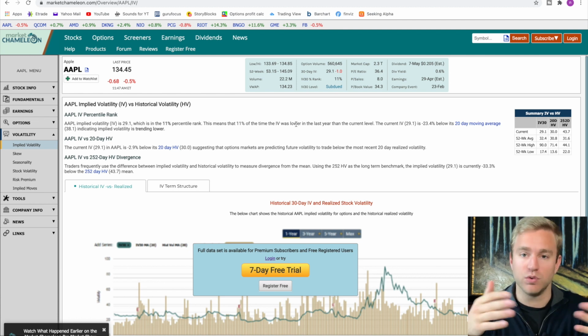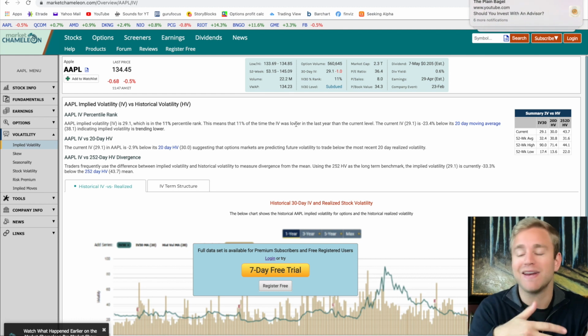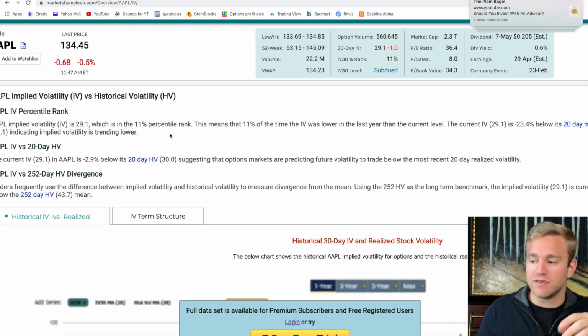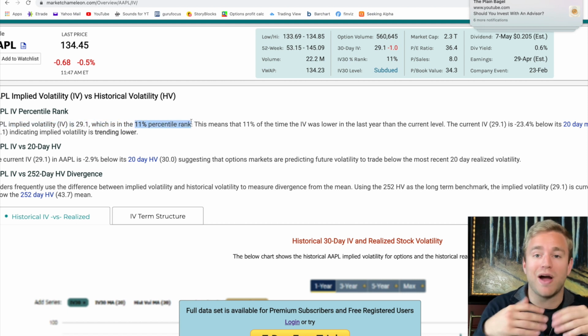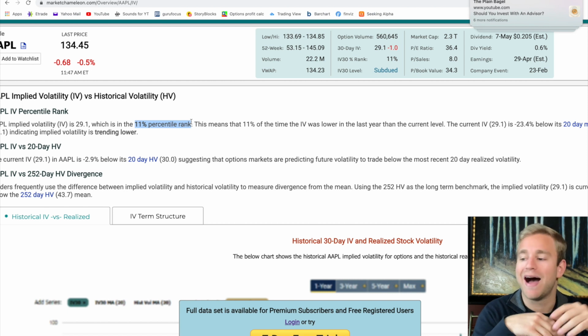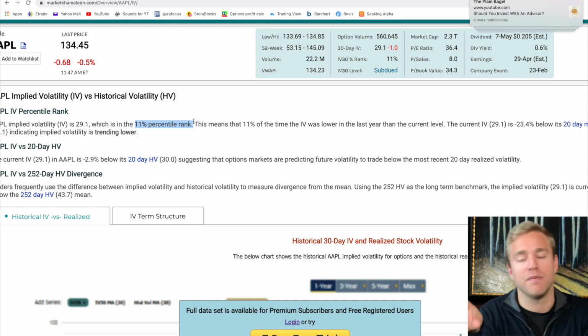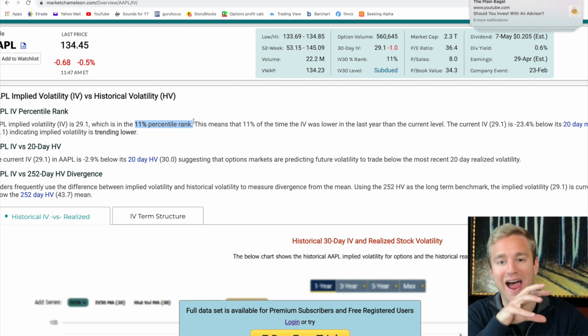So right now, if you were very bullish on Apple, it might not be a horrible idea to buy a call option, because many times people who are buying options would rather buy options with a lower IV rank. So this percent is what really matters. This is what allows us to compare it to its average.